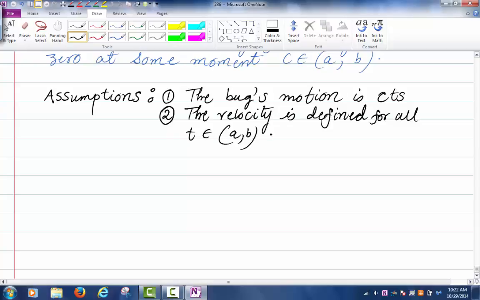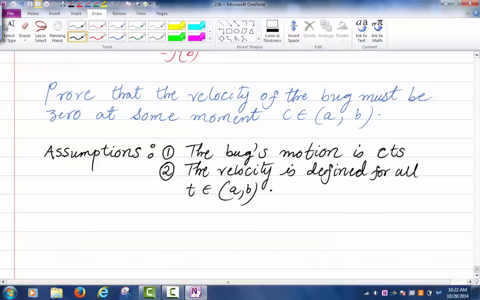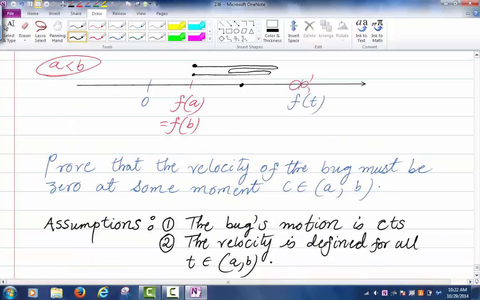Okay. So these are the 2 assumptions, and then we are trying to prove that the velocity must have been 0 somewhere. So notice, what does that mean? It means, which should be intuitively clear, that because the bug is moving, maybe to the right, it has to come back to the same point. So as it moves, at some moment it has to go back. So right at that moment the velocity should be what? The velocity should be 0 at the moment where it starts to go back. Am I making sense?